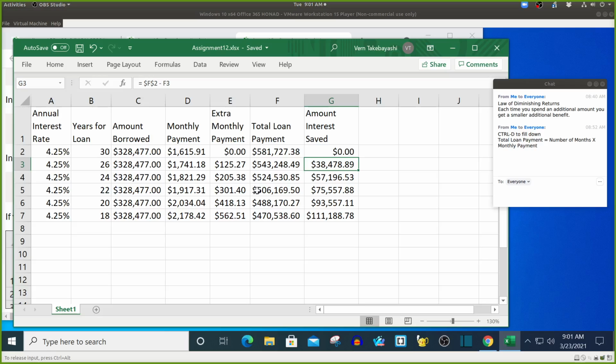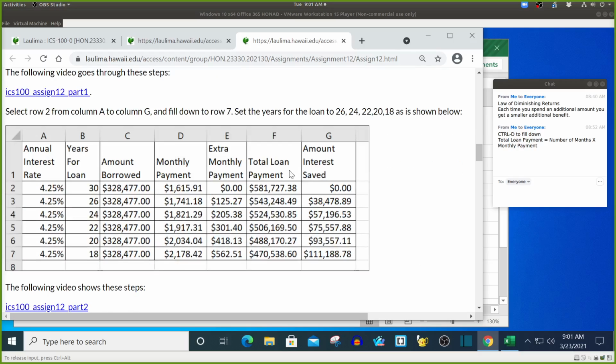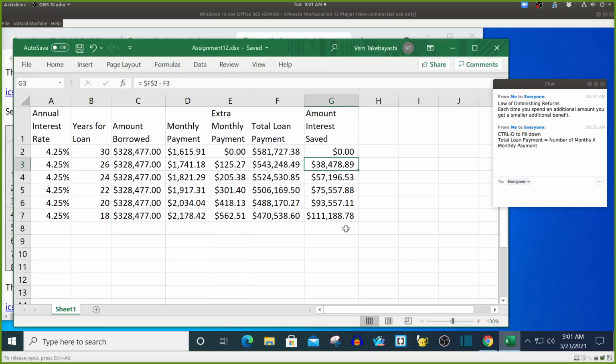Okay, so these numbers that you see here are the numbers that you would see at this starting point. Now we're going to do some trial and error things to get some more exact numbers for certain things. If you look at this, the extra monthly payment is $125.27. That's fine. That's to pay it off in exactly 26 years.